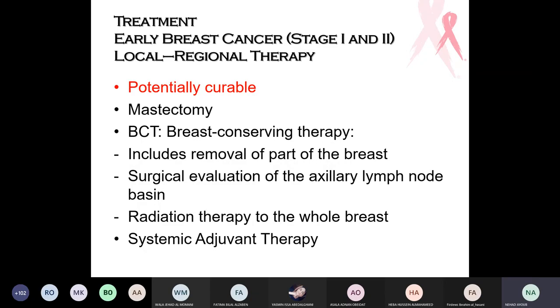طيب if we go to breast conserving therapy أو عملنا lumpectomy وما عملنا البريست تيشو كامل، البريست conserving therapy it is a must، it's not optional هون.